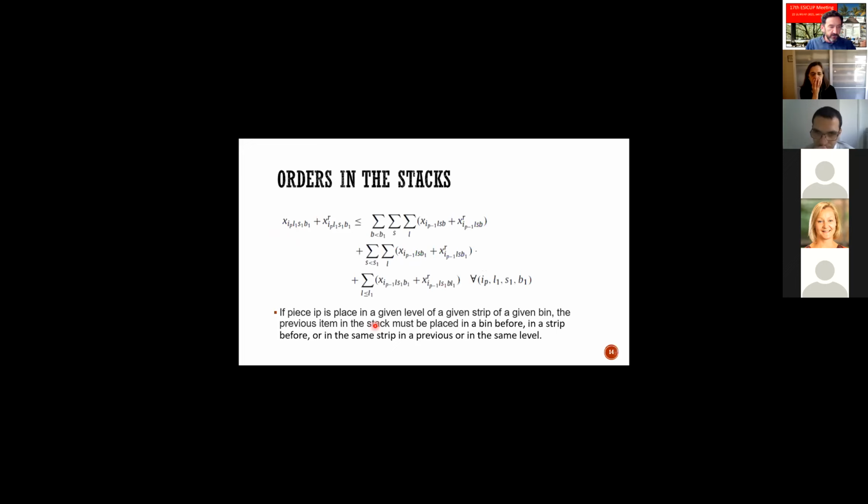Well, now the order. How can we include the orders? The orders are included with this constraint. If piece P is placed in a given level of a given strip of a given bin, the previous item in the stack must be placed in a bin before, in a strip before, or in the same strip in a previous level or in the same level.